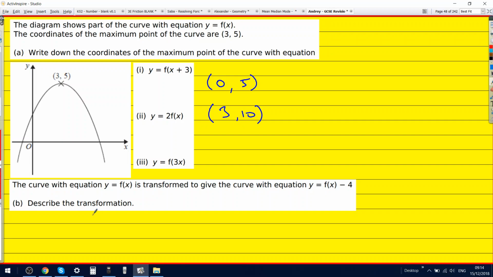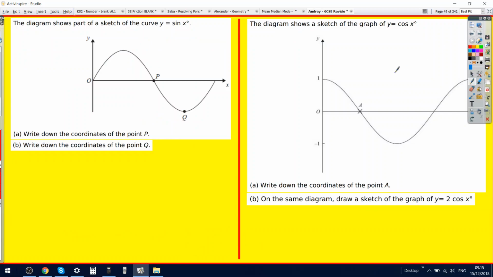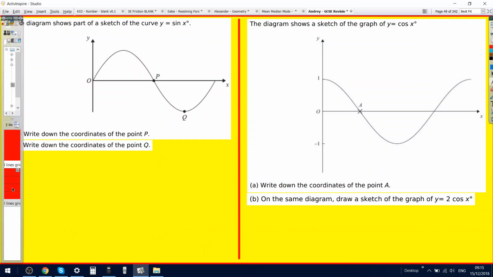So when I say describe the transformation, do I need to say like it goes -4 below the y-axis or whatever? Yeah. So probably the simplest way is what type of transformation is it? Is that a translation? Yeah. And what vector? 0 -4. Yeah. There's many ways to describe it. That's probably the easiest way. It's a translation and it's by that vector. Okay, how about this one on the left?